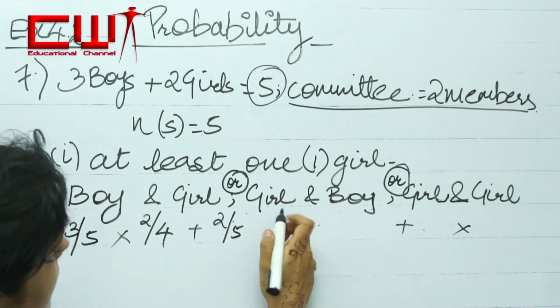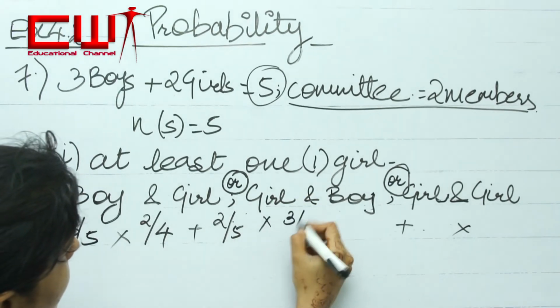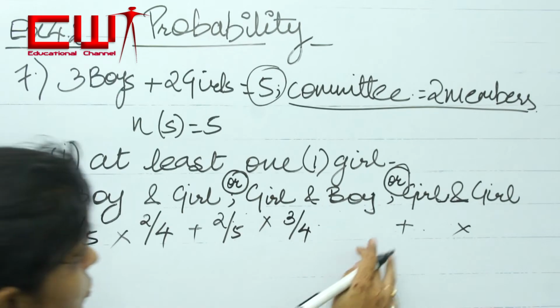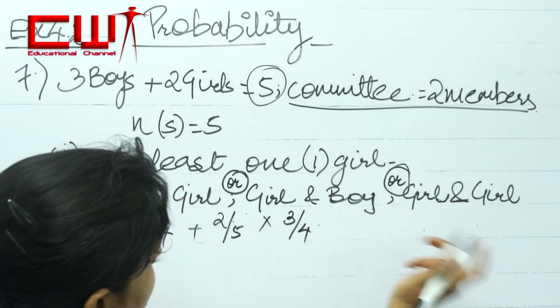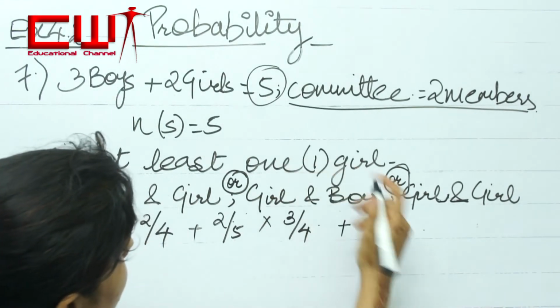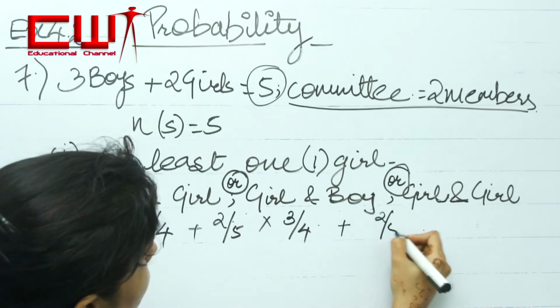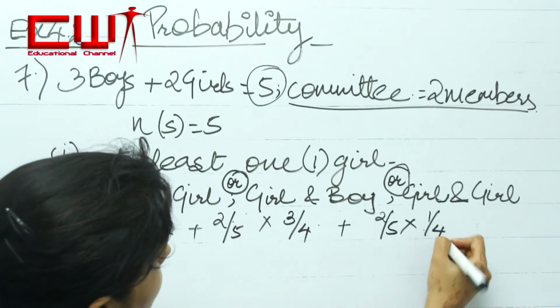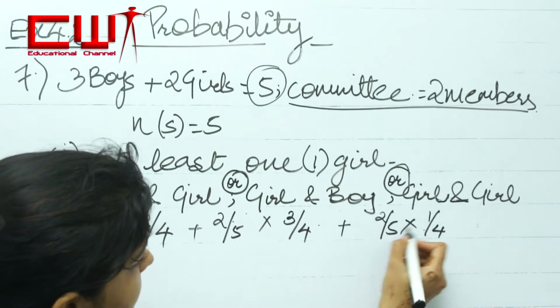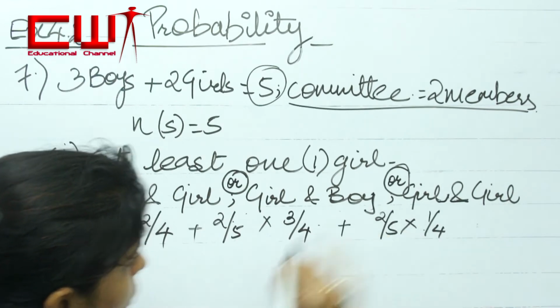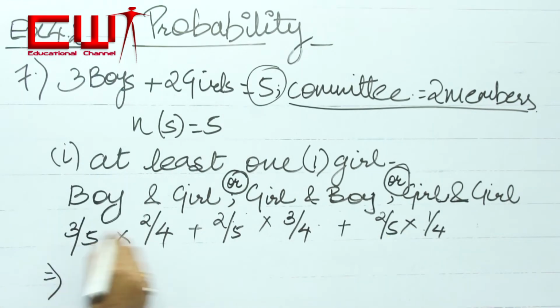How many boys? Boy will be then 3 by 4. Next situation, what do they say? Girl and girl. So it will be girl is 2 by 5 into 1 by 4, because here 1 girl is selected, 1 is left. From 5 members, only 4 are left.